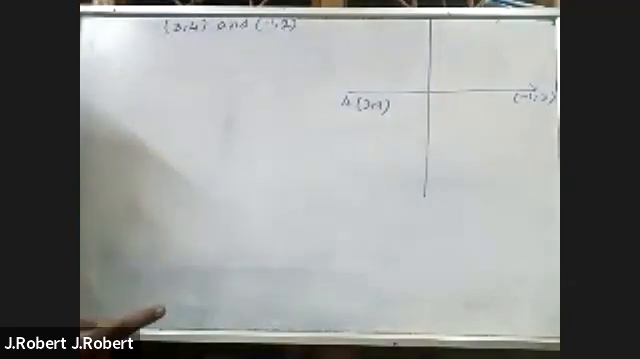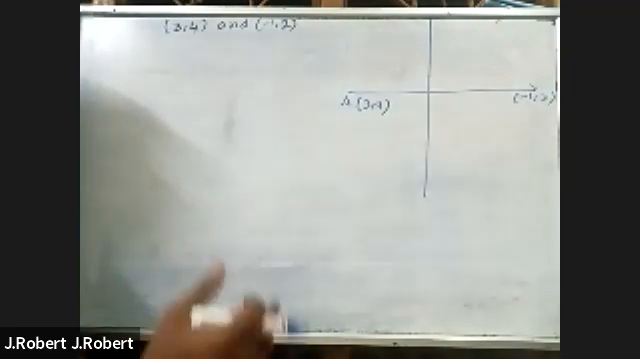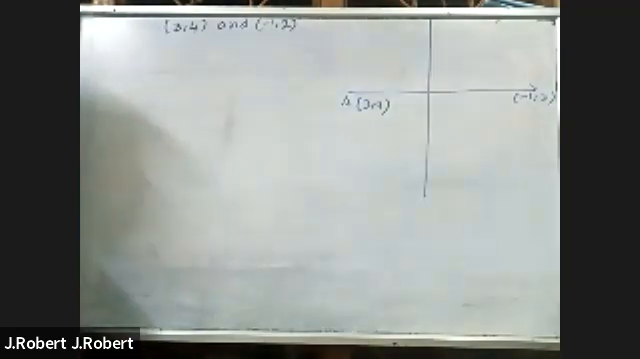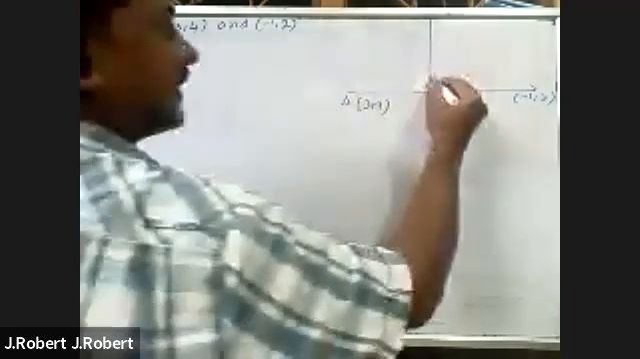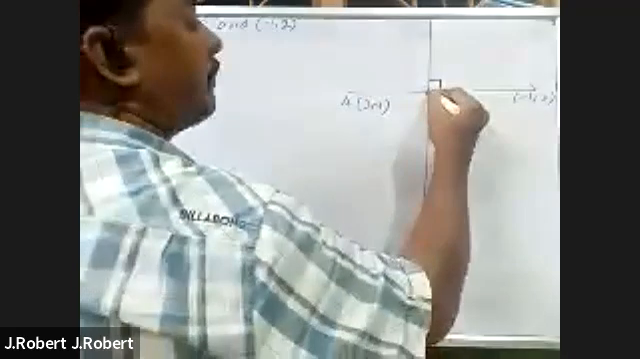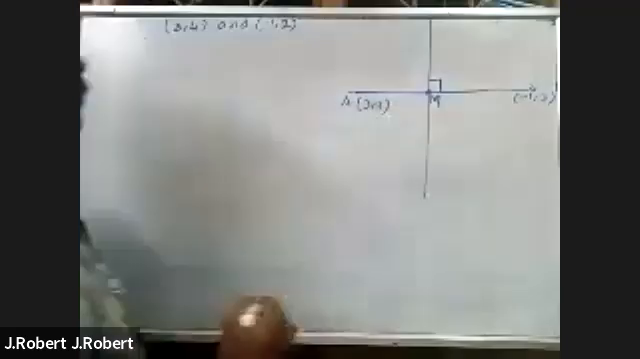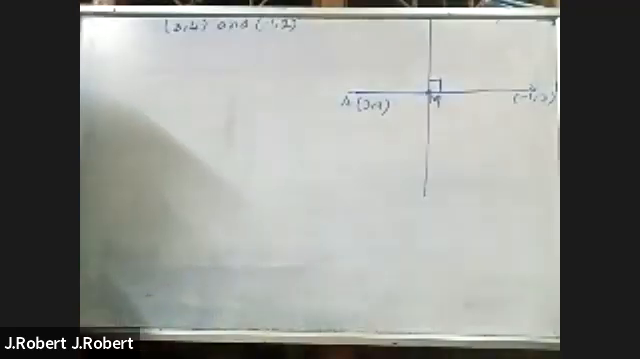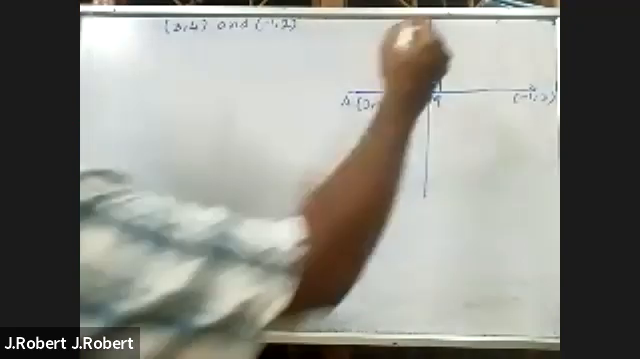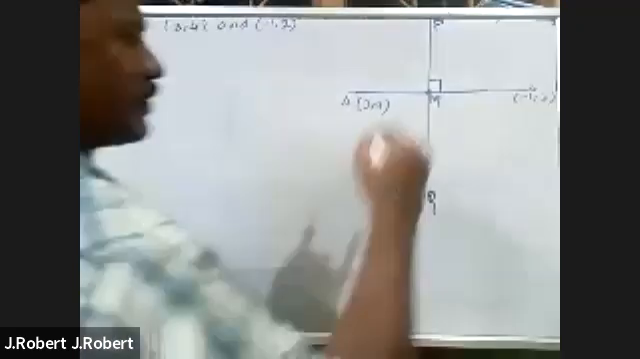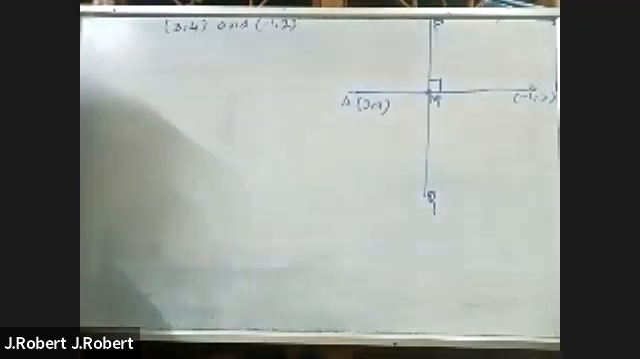Please listen carefully. A perpendicular bisector is called a right bisector, which means it bisects the line perpendicularly, and it also bisects at the midpoint. The perpendicular bisector must meet the line at this midpoint; only then is it called a perpendicular bisector. I take this perpendicular bisector as PQ. This is the line we have to find. So how can I find out the equation of PQ?